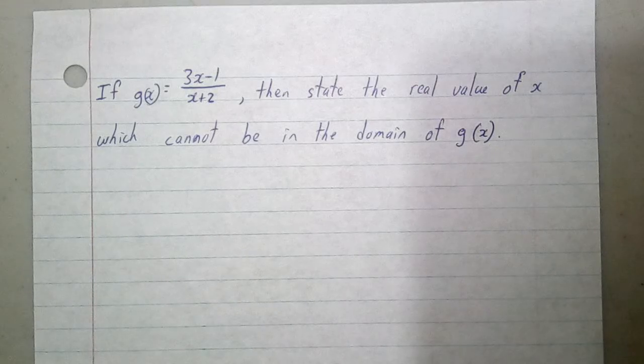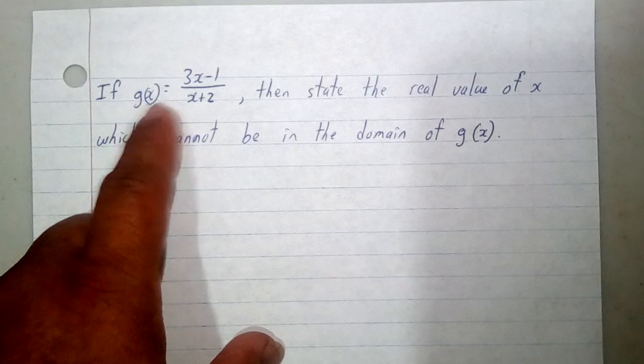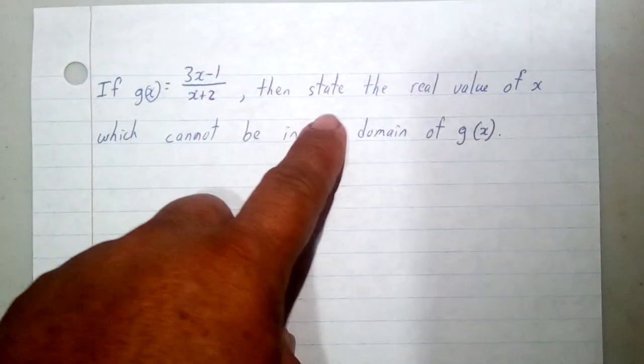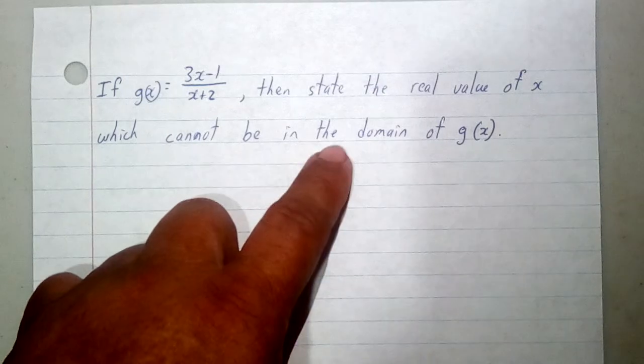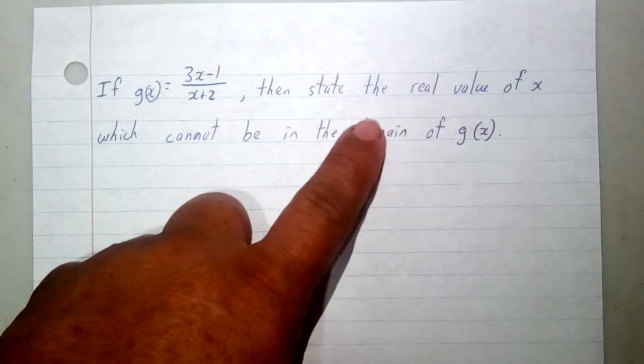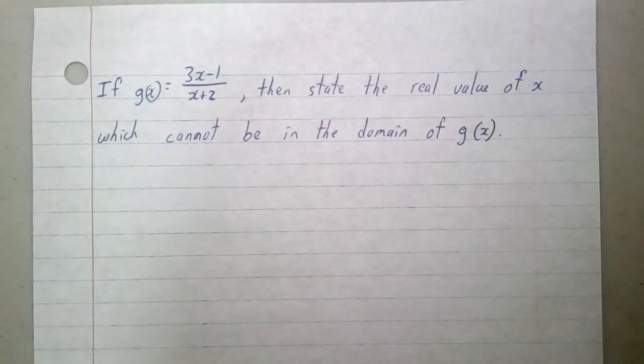Okay, in this type of problem now, you are given a function. If the function g(x) equals (3x minus 1) over (x plus 2), then state the real values of x which cannot be in the domain of g(x). Now, the domain of g(x), for this to have real values, for this it can work.